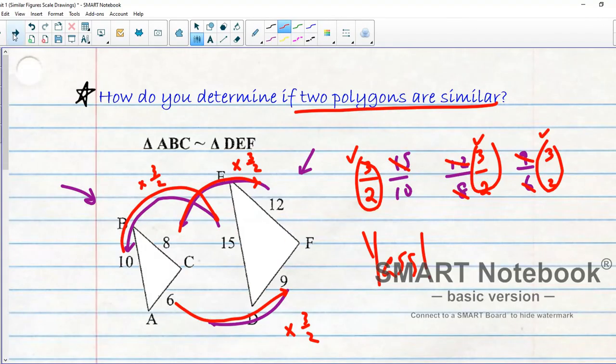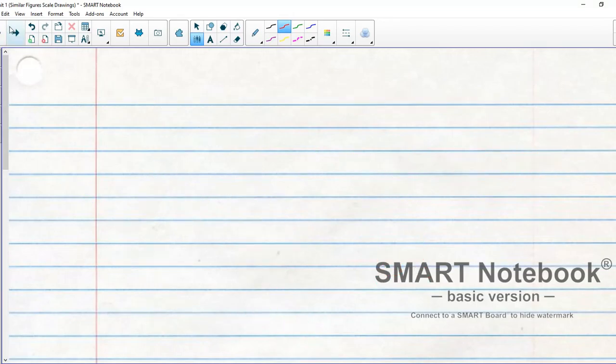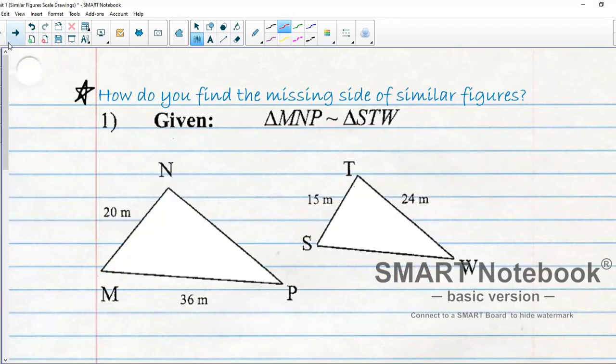All right. Now, I don't have an example for you, actually. So let's move on. Okay, so second to last topic. How do you find the missing sides of similar figures? Okay, so here you got MNP and STW, on the left and on the right. They told you they're similar. So let's find the missing side. Where is the missing side of the similar figures?